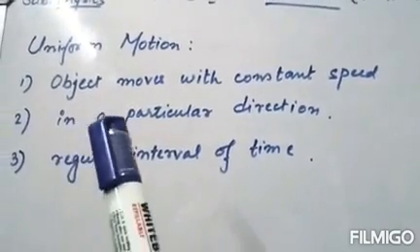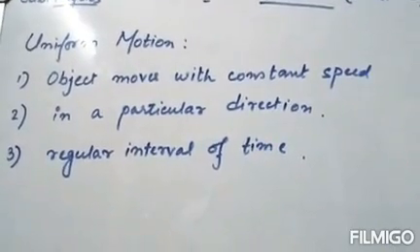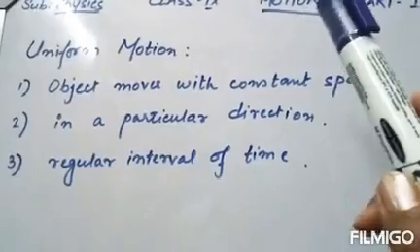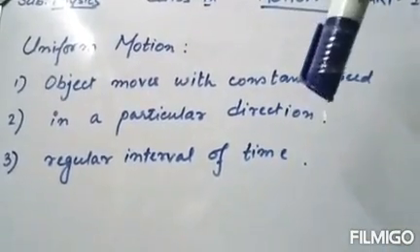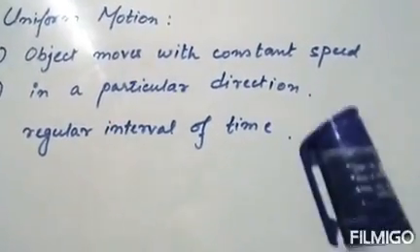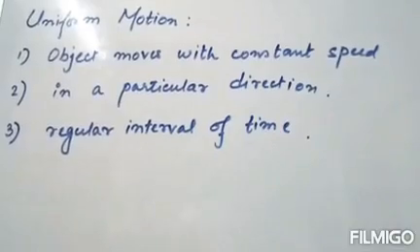Second thing is that it will move in a particular direction, that is, it will not change its direction. Suppose a body is moving north, then it cannot change its direction, where the speed remains the same but it moves in the southward direction. It cannot happen. If it is moving in the north direction, then it will have to keep moving in the north direction.